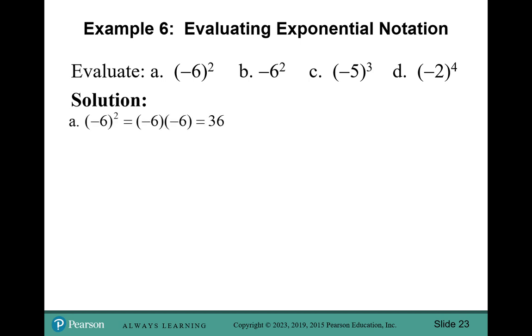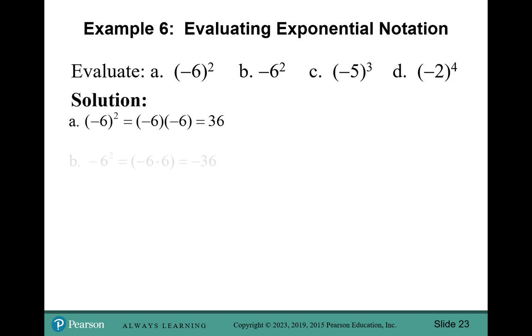If we look at our solution here for A, this exponential notation basically means you multiply that entire thing within that parentheses twice. That's why we multiply negative 6 times negative 6. And we know that a negative times a negative is a positive, which is why we wind up with 36. Because 6 times 6 is 36. Those two negatives cancel each other out.